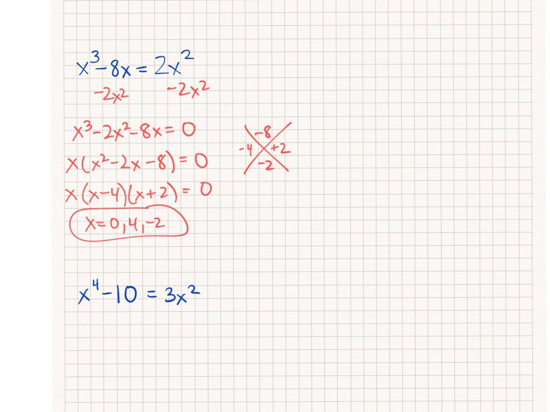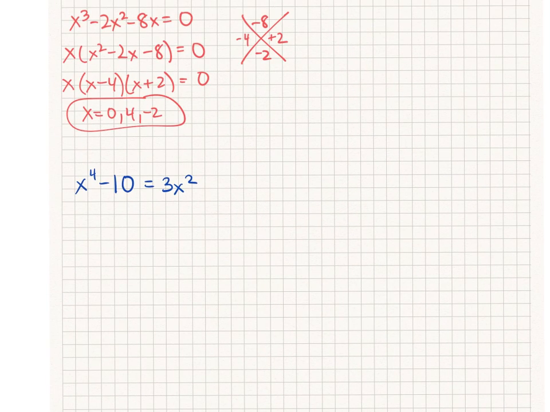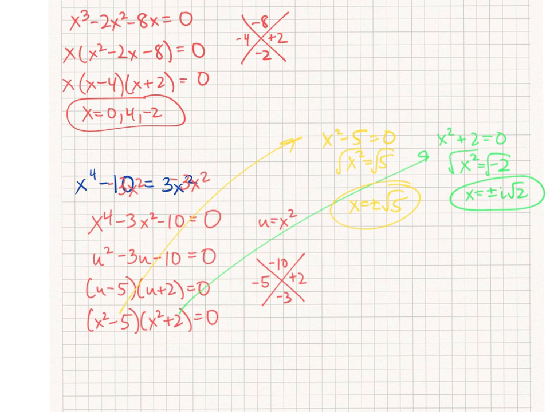And then this one, I think you guys should do this one on your own. I think this is another one where you're going to use the u substitution as your x squared. So try this one on your own first, and then check back for the solution. Okay, so hopefully you brought this over to this side, got your u to equal x squared, then factored it and found out that it factors like this, then plugged your x squared back in, and then set those both equal to 0. Get plus or minus root 5 or plus or minus i root 2.